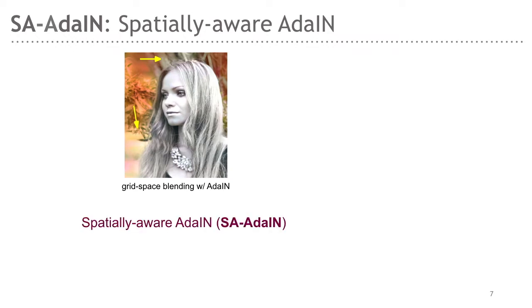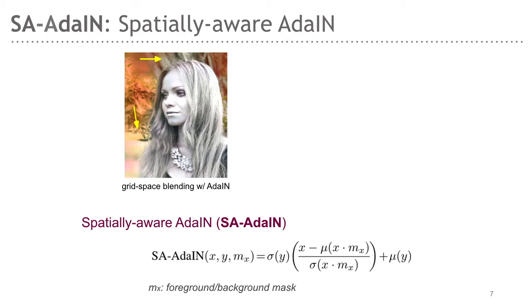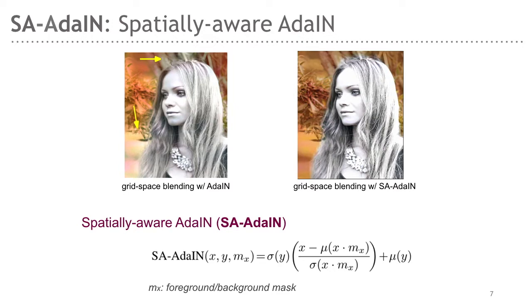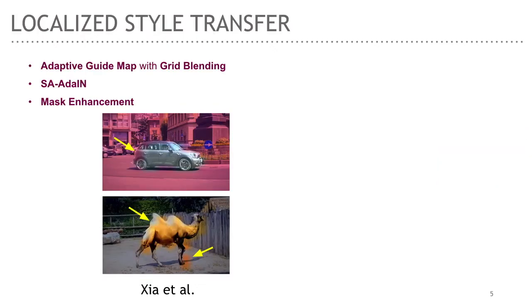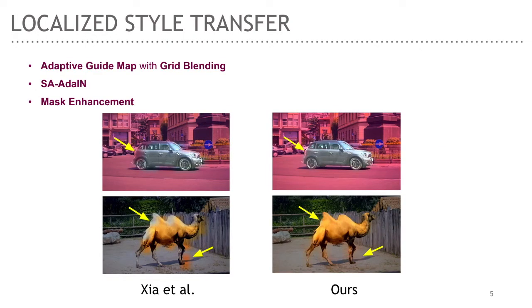We address this with a spatially aware add-in, which extends the operator to account for the content mask. With the proposed spatially aware add-in, our model can separate the foreground and background styles well and render high-quality object boundaries. To handle imperfect segmentation masks, our algorithm learns an enhancement network to improve the boundary of masks. With the three introduced techniques, our model better separates foreground and background at boundaries and avoids the classic halo artifact.